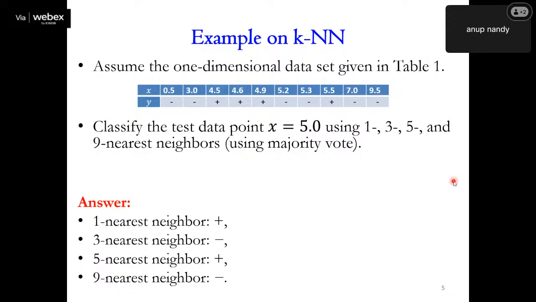If you are going to use the three nearest neighbor, as I already told you, if you choose different values of k, it is not necessarily true that you will have the same results. You may have different values of k and you may have different results.